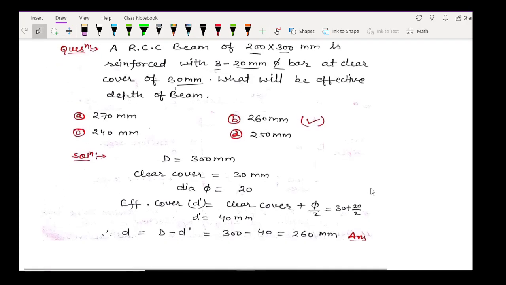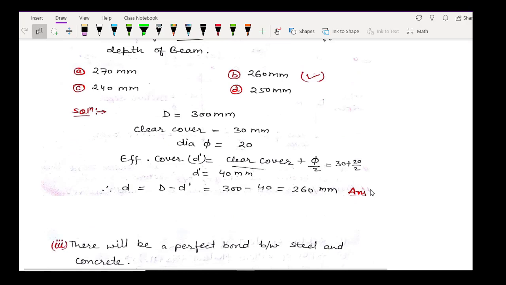So by using the formula, we will put the values here. Clear cover plus φ by 2, so clear cover is 30 and the steel diameter given here is 20 mm. So 20 by 2, so d dash becomes 40 mm, and effective depth becomes D minus d dash, that is 300 minus 40, which becomes 260 mm. So the correct answer is B for that.